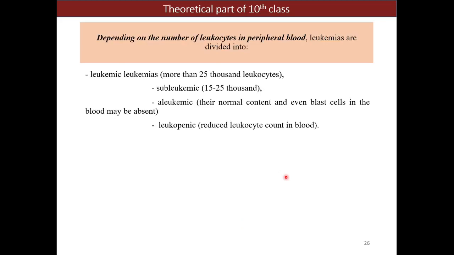Depending on the number of leukocytes in the peripheral blood, leukemias are divided into leukemic, more than 25,000 leukocytes; subleukemic, between 15 to 25,000 leukocytes; aleukemic, where normal content and even blood cells in the blood may be absent; and leukopenic, when we will see a reduced leukocyte count in the blood.